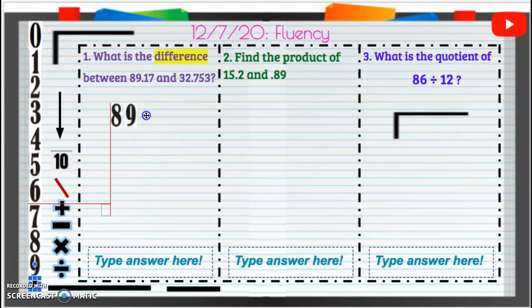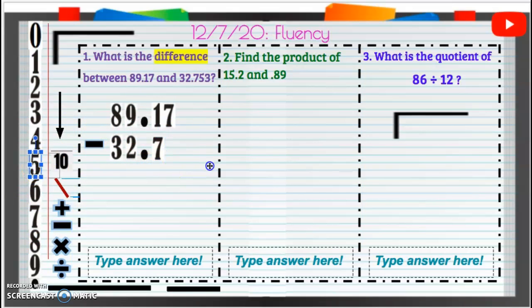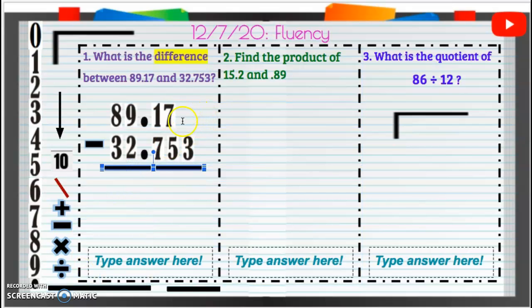and then our decimal, and 17 hundredths, 1, 7. And we're finding the difference, so remember we're subtracting. Remember to line up those decimals. 32, and 753 thousandths. All right, now can we put a placeholder of 0 up here? Yeah, let's do that. Now we can begin subtracting.